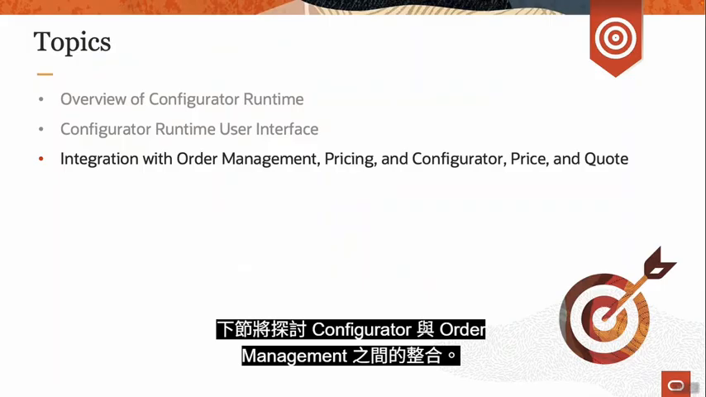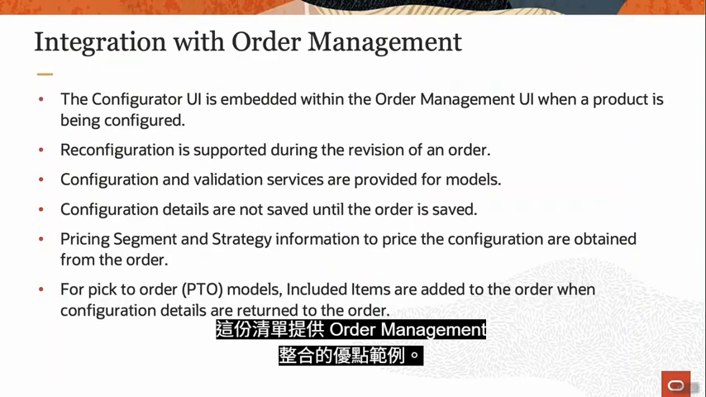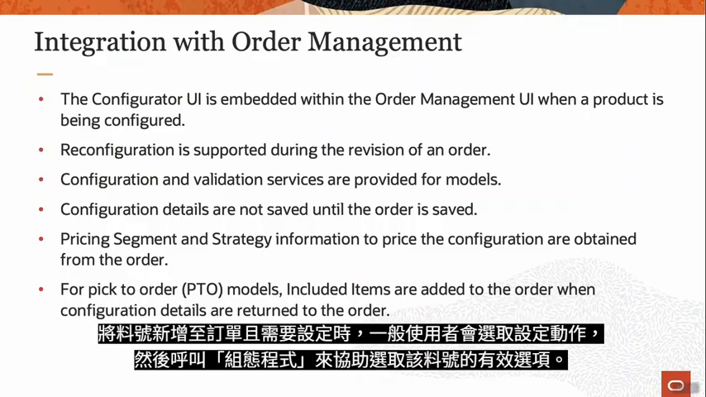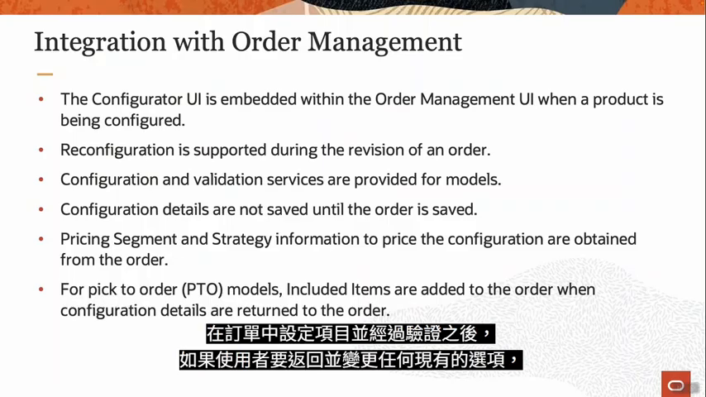When an item is being added to an order and it needs to be configured, the end user selects a configure action, which helps select valid options for that item. Then, the configurator UI is displayed, which is embedded within the UI of the host application, such as order management. After the item has been validated within the order, if the user wants to go back and change any existing selections, they can simply do that by going to the configure action again on individual order lines and modify. The details of the configuration are not saved explicitly until the entire order has been saved.